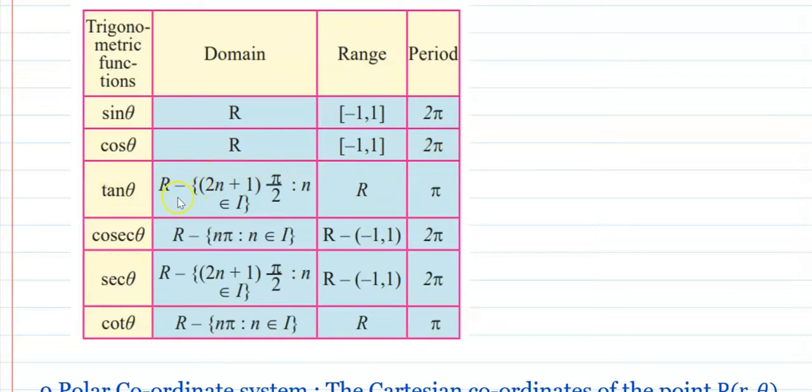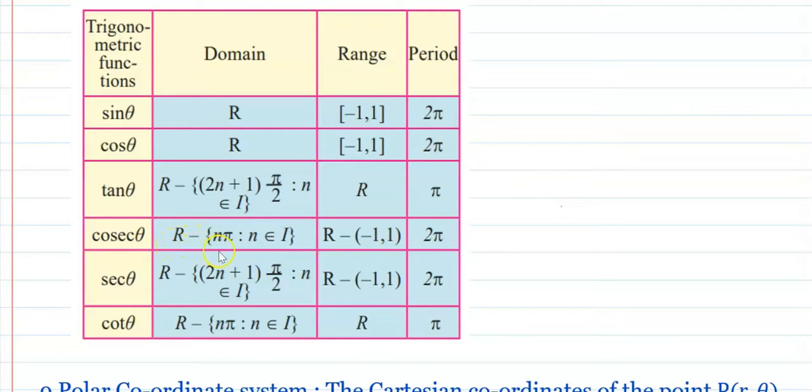Tan theta: its domain is R minus {(2n plus 1) into pi by 2}, where n belongs to the set of integers, and range is capital R. Its period is pi. That means if we add pi to any angle, the values of tan repeat.